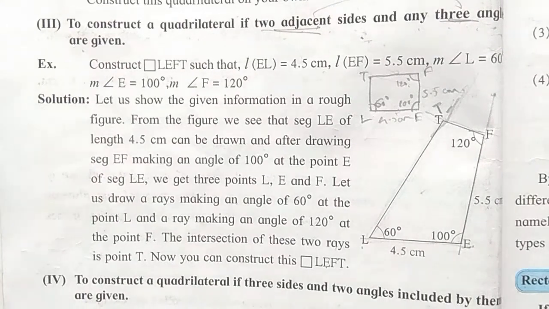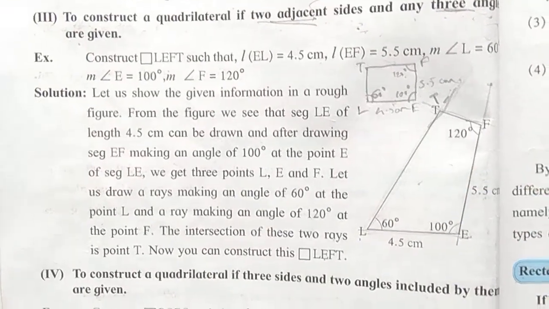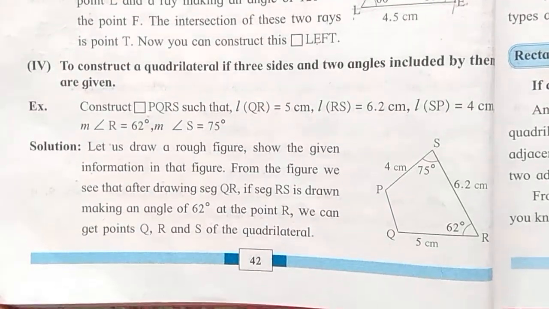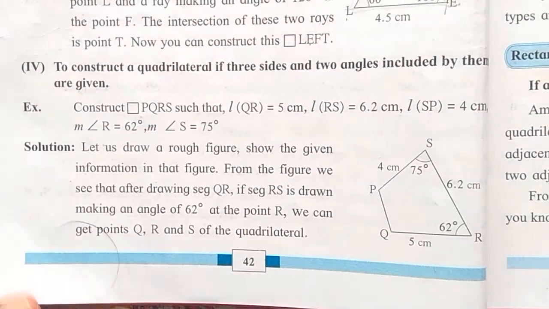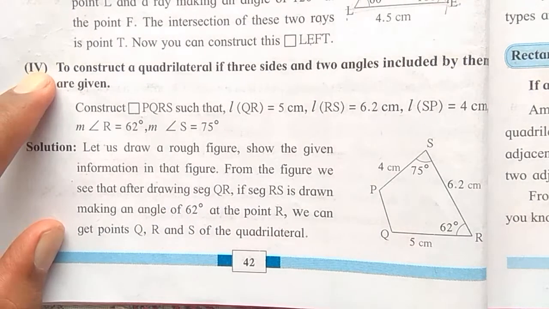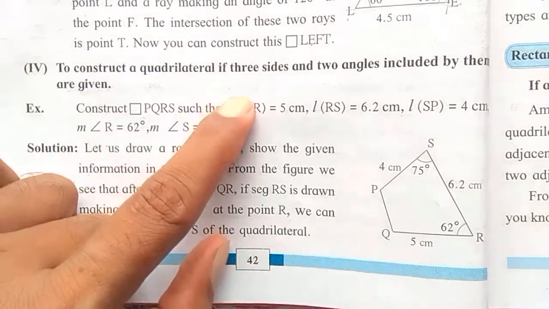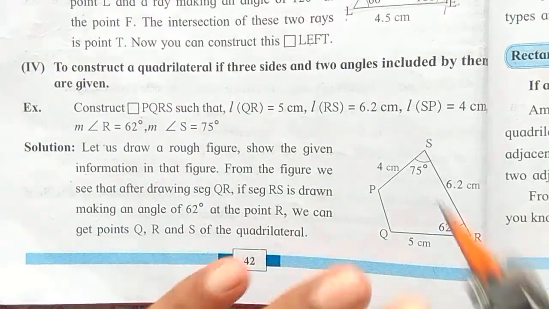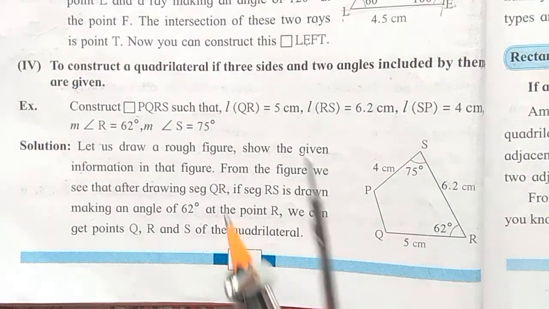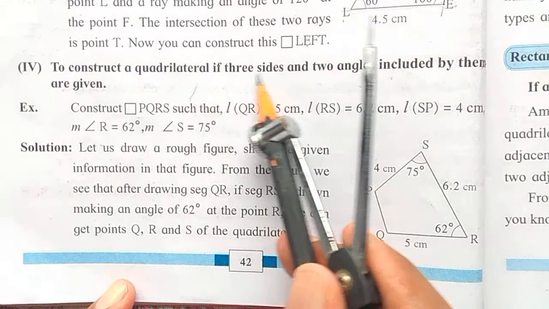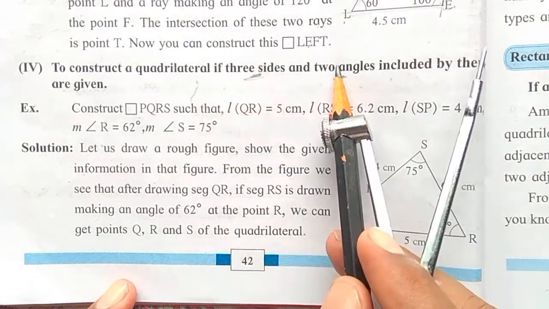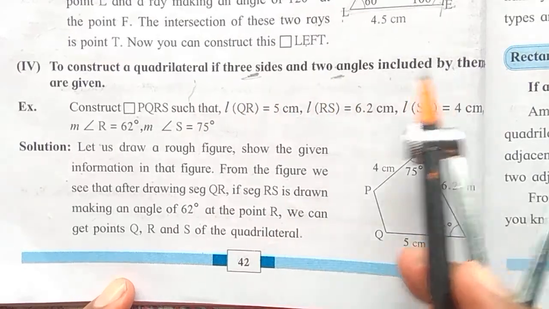Alright, let us practice this in the notebook. Whatever the instructions are given, as per the instructions, practice it in the notebook. Now let us move to the fourth construction. The fourth construction is to construct a quadrilateral if 3 sides and 2 angles included by them are given. Length of the 3 sides of a quadrilateral and 2 angles, means total 3 plus 2, 5 elements, are given.